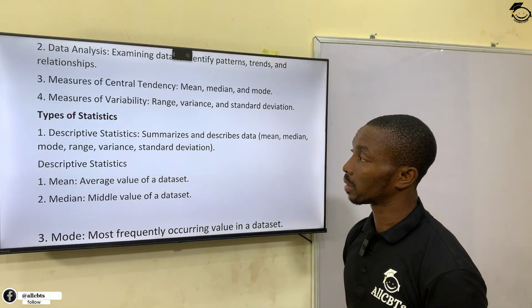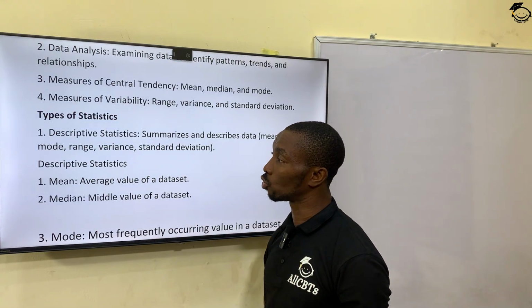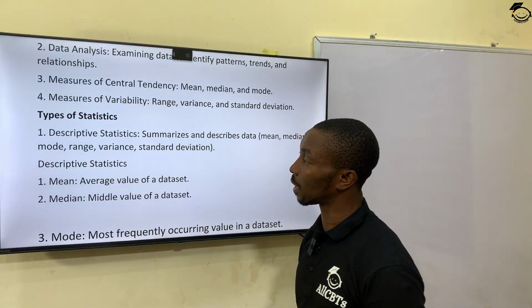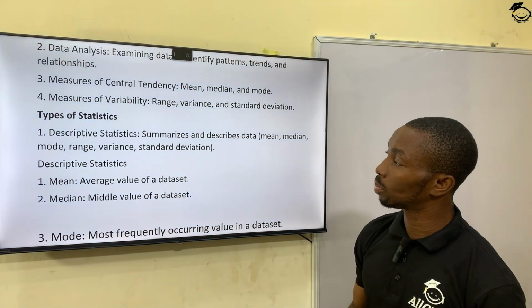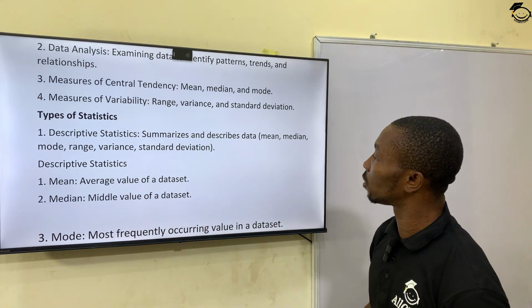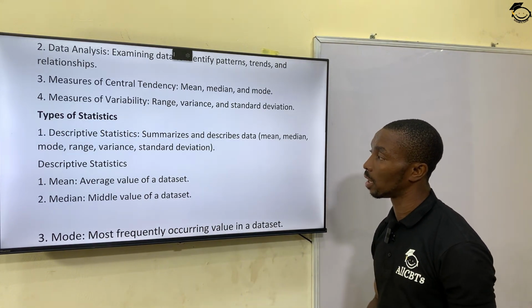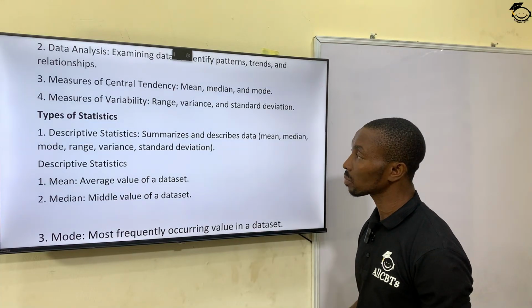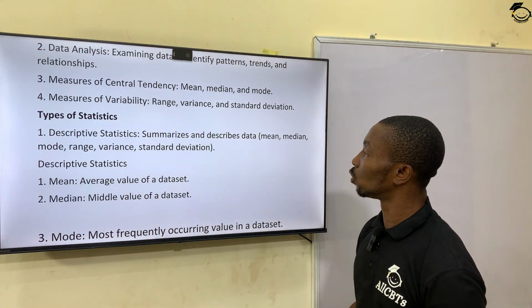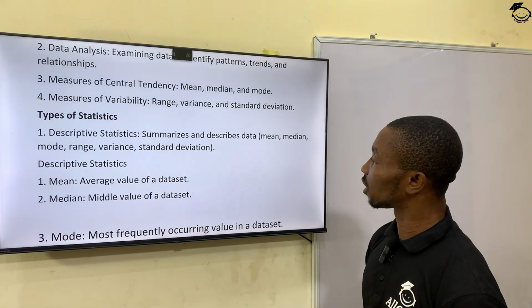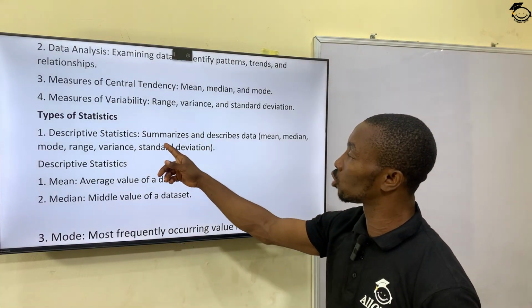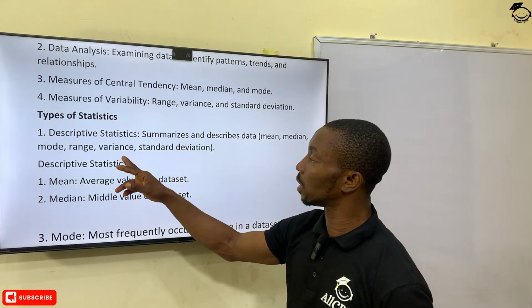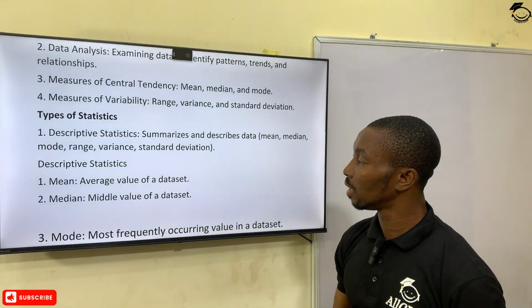Now, we look at types of statistics. We have descriptive statistics. That's our first type of statistics. Descriptive statistics summarizes and describes our data. We use our measures of central tendency and our measures of spread to understand descriptive statistics. Under descriptive statistics, we have the mean, median, mode, range, variance, and standard deviation.